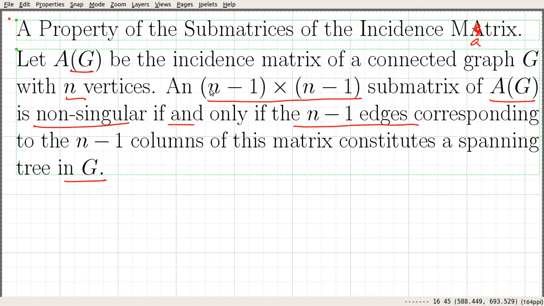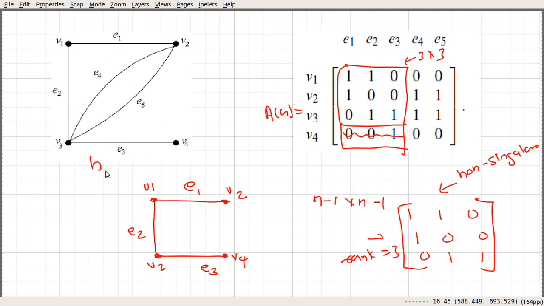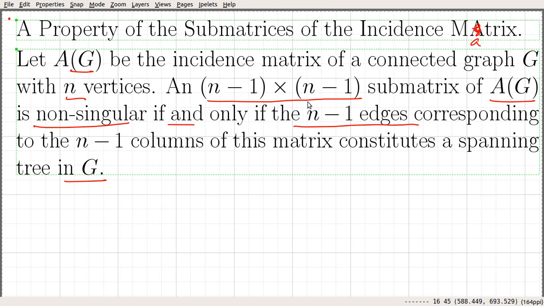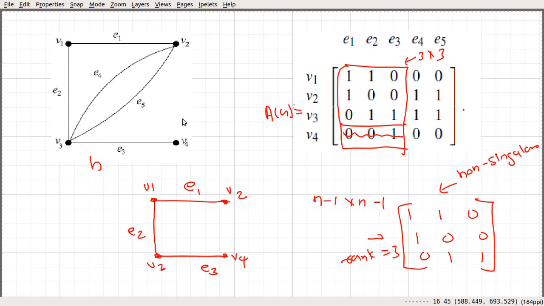And that's what we are saying here. An n minus 1 by n minus 1 submatrix of A of G is non-singular or invertible if and only if the n minus 1 edges corresponding to the n minus 1 columns of this matrix constitute a spanning tree in G. So let's look at one more example where the chosen subgraph is not a spanning tree. If that is the case, then this matrix must be singular, it must be non-invertible. So let's see what is going to happen.